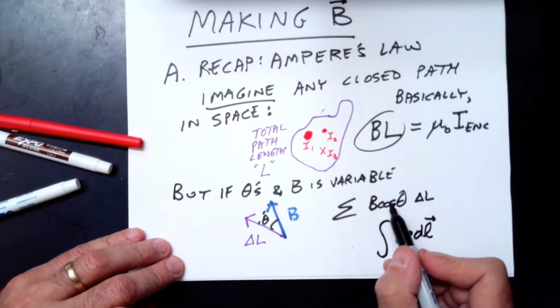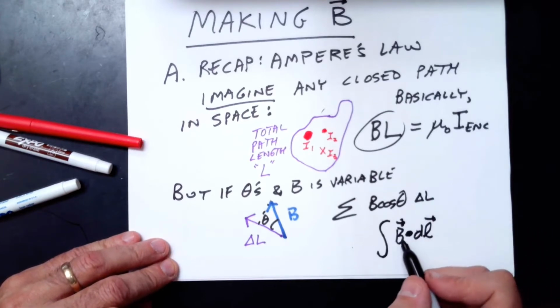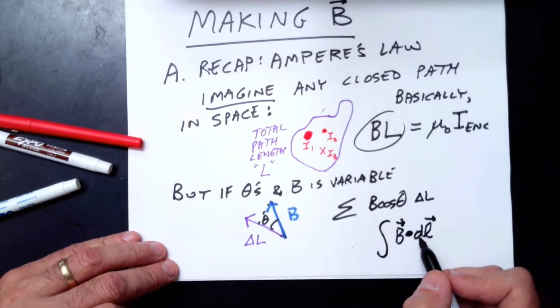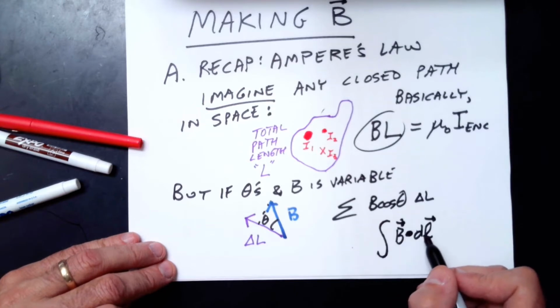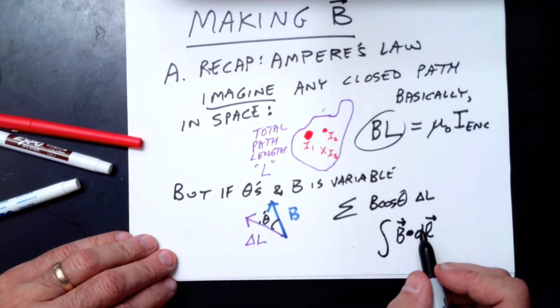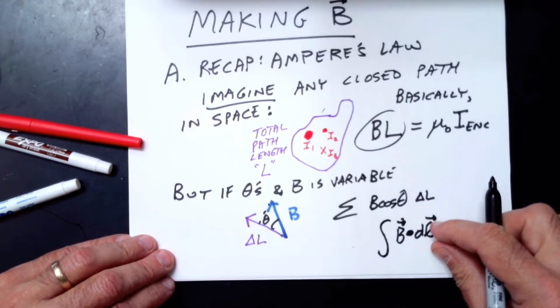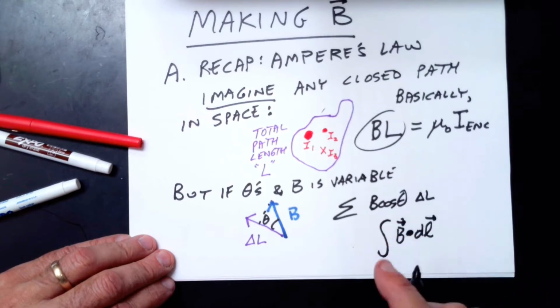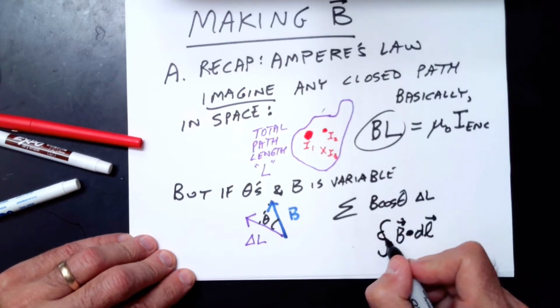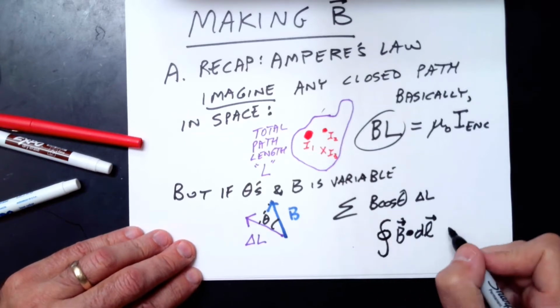So instead of saying B cosine theta times delta L, you write that as a dot product. Remember what a dot product is: it's just this times that times the cosine of the angle between them. So that's what you're adding up. The part of B that's tangent to the path times the little infinitely short path length, and you add up all of them. You put a circle here to show you're going completely around the path once and coming back to where you started. That's the only thing that circle means.